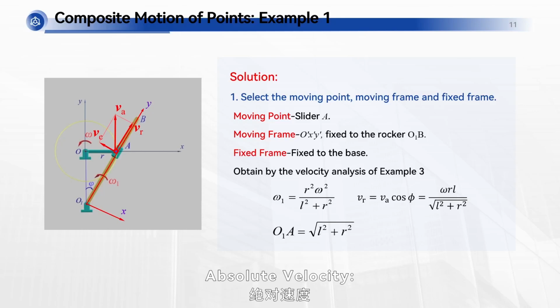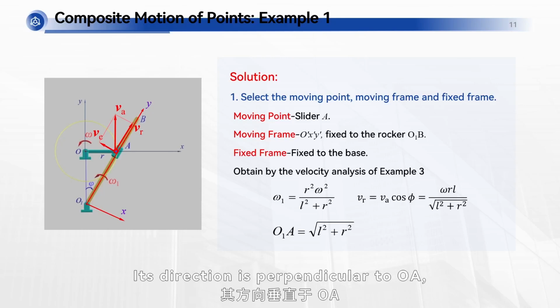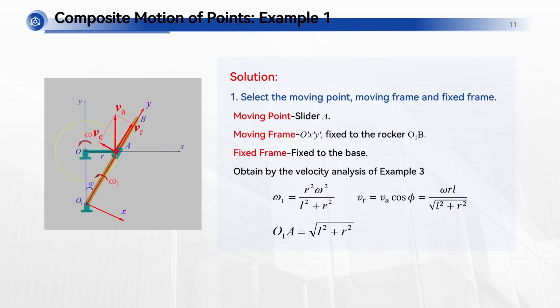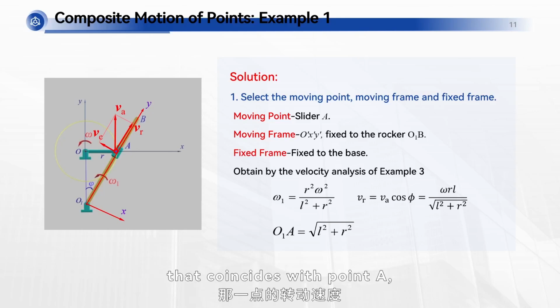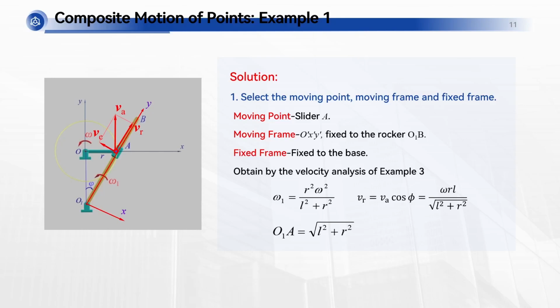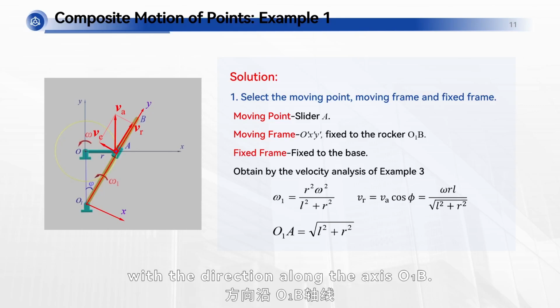Absolute velocity. The slider rotates with the crank about point O. Its direction is perpendicular to OA, and its magnitude is equal to omega multiplied by R. Transport velocity. It is the rotation velocity of the point on the rocker that coincides with point A, and the direction is perpendicular to O1A. Relative velocity. The sliding velocity of the slider along the rocker O1B, with the direction along the axis O1B.